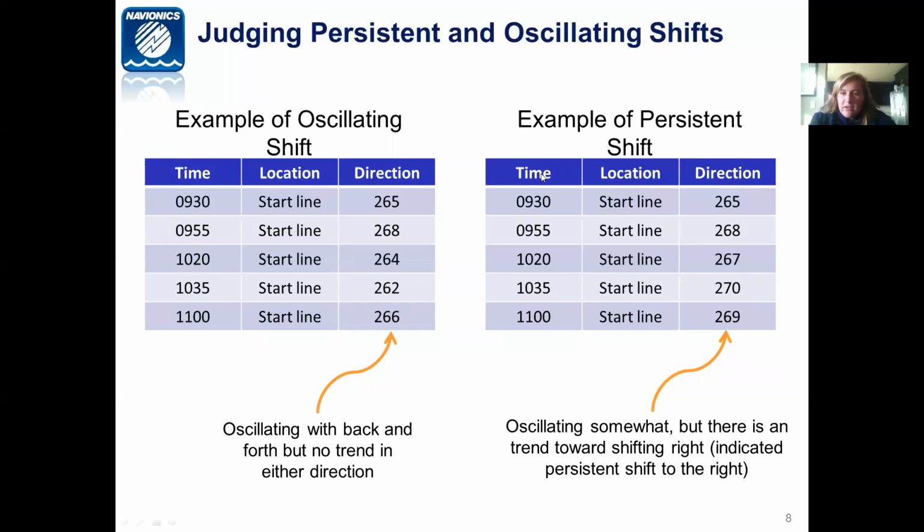The persistent shift, on the other hand, table on the right, we can see the numbers do oscillate slightly. So 265, 268, down to 267, up to 270, but it's tending to move to the right. So the numbers are getting higher, but it's still oscillating around a little bit slightly, but moving in that direction. So just two examples there.